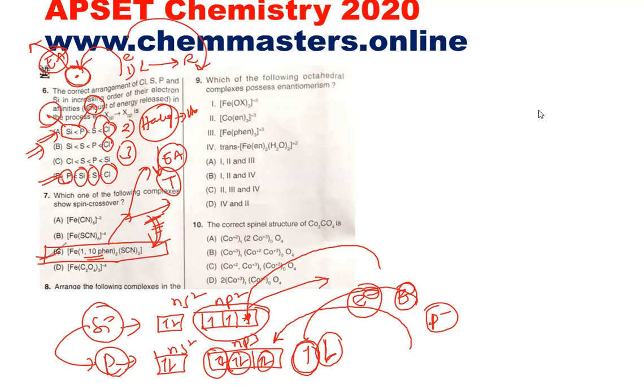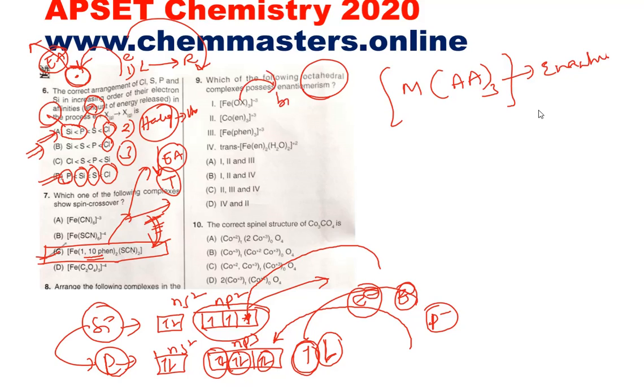Next one. Which of the following octahedral complexes possess enantiomerism? Just remember that a metal with bidentate ligands, M(AA)3 type complexes, always shows enantiomerism. Here oxalate is a bidentate ligand, ethylenediamine is a bidentate ligand, and phenanthroline is also a bidentate ligand. That's why all these complexes can show enantiomerism.